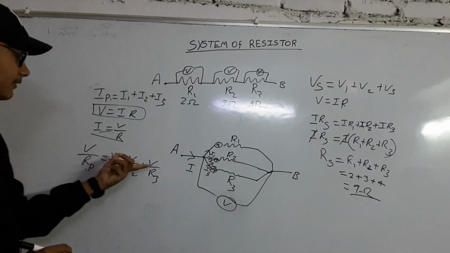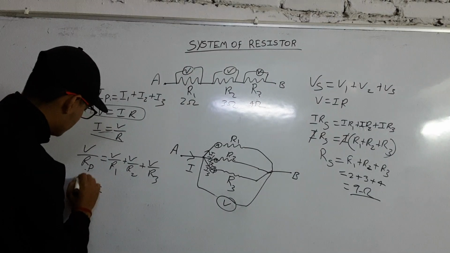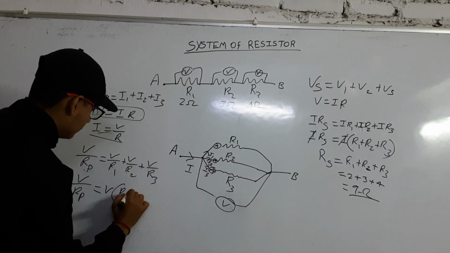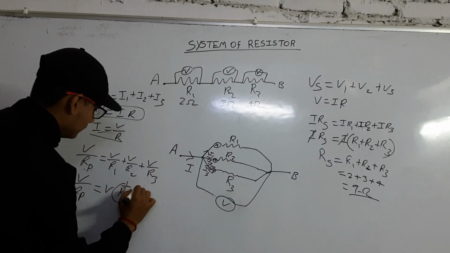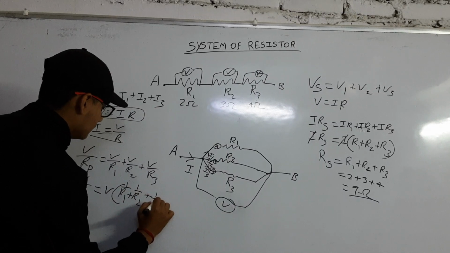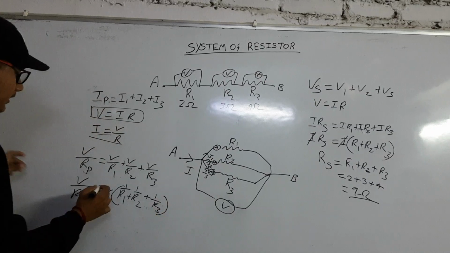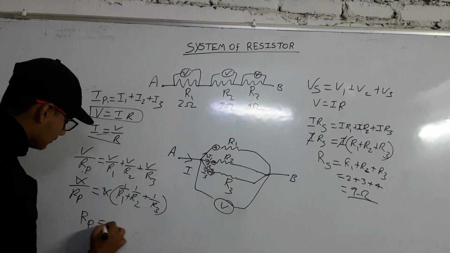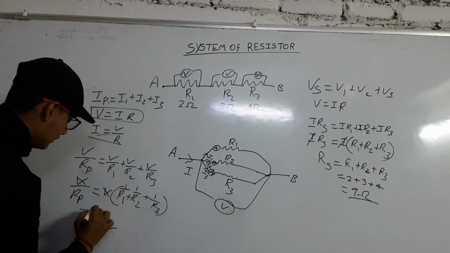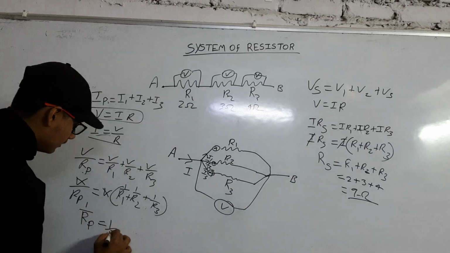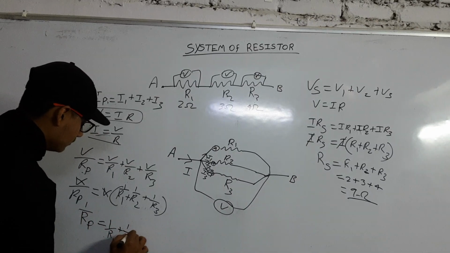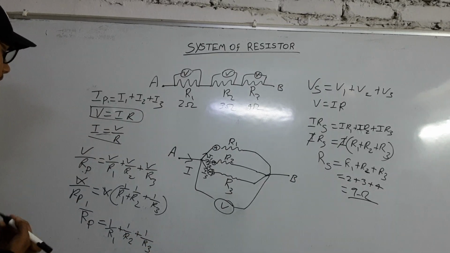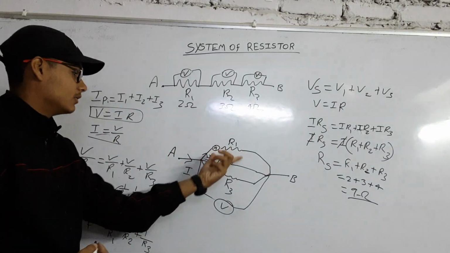Now we can take V common from them. So we will do it as V by Rp is equal to V times 1 by R1 plus 1 by R2 plus 1 by R3. Now we can cancel V on both sides. So 1 by Rp is equal to 1 by R1 plus 1 by R2 plus 1 by R3. Now we can substitute values from here.